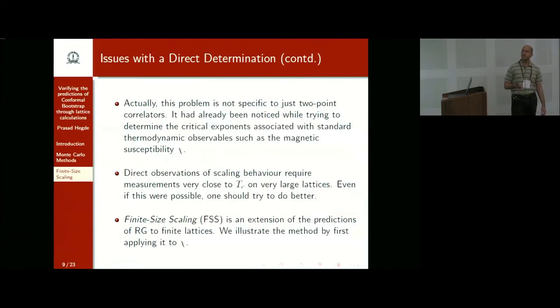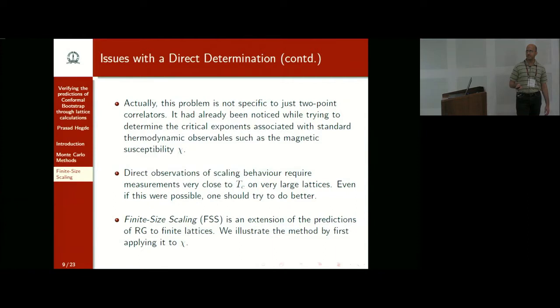Anyway, this problem is actually not just specific to two-point correlators. People have known this for quite some time. You would all know the standard thermodynamic observable, like the magnetic susceptibility, which diverges as the reduced temperature raised to minus gamma, where gamma is a critical exponent and so on. And people already knew that you cannot do such high resolution studies, to literally see a power law kind of fall off. So even if you had the computing power, one should try to do somewhat better. And so there's a whole theory called finite-size scaling, which has been developed so that one can work at smaller lattices and not necessarily too close to Tc.